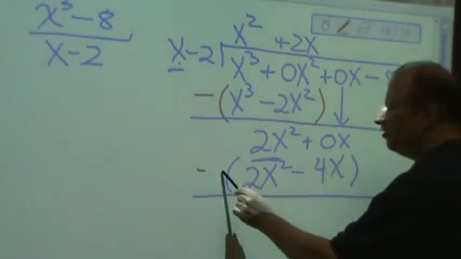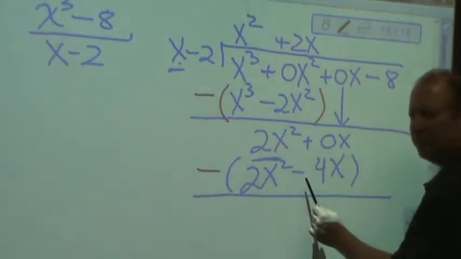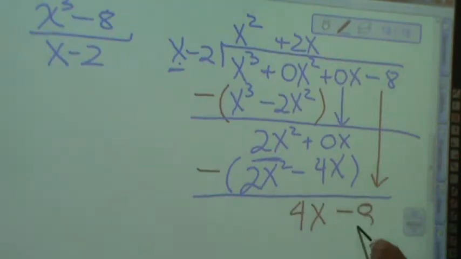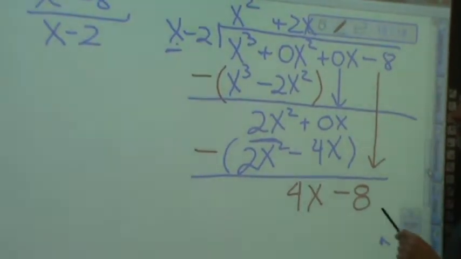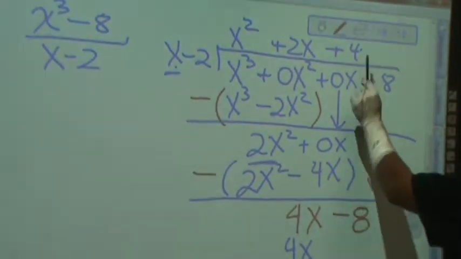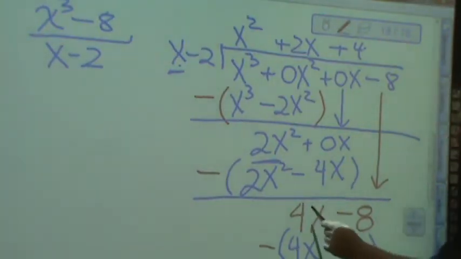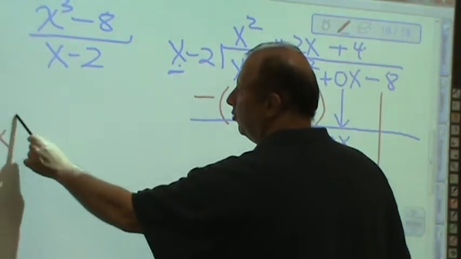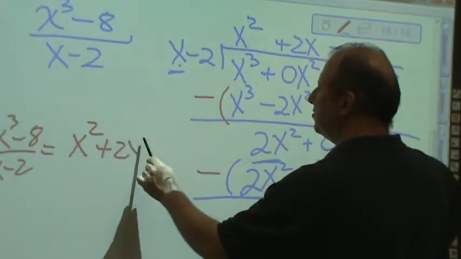Again, we're going to subtract. 2x squared minus 2x squared, we're left with 0 again. 0x minus a minus 4x is 4x. Again, we're going to bring down the negative 8. x goes into 4x how many times? 4 times. 4 times x is 4x. 4 times negative 2 is negative 8. And now we're going to subtract again. 4x minus 4x is 0. Negative 8 minus a minus 8 is 0. So there's no remainder. So what we can say is x cubed minus 8 divided by x minus 2 equals x squared plus 2x plus 4.